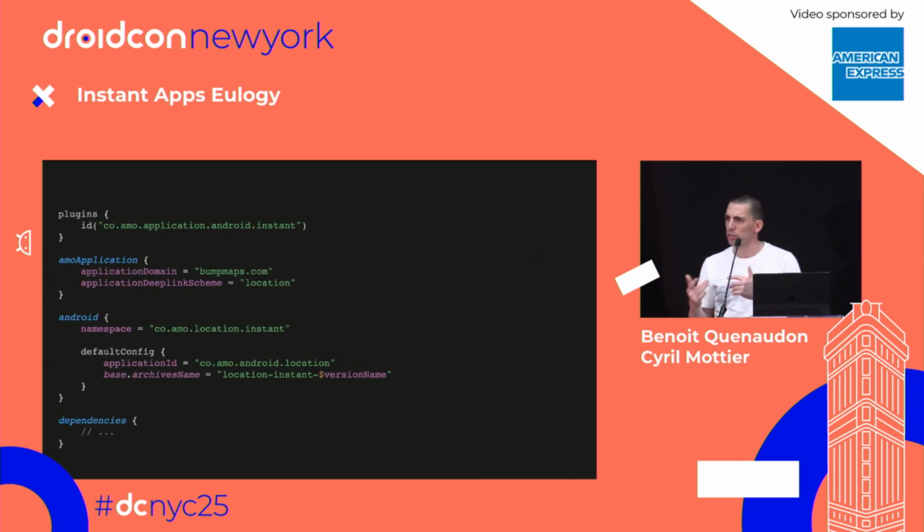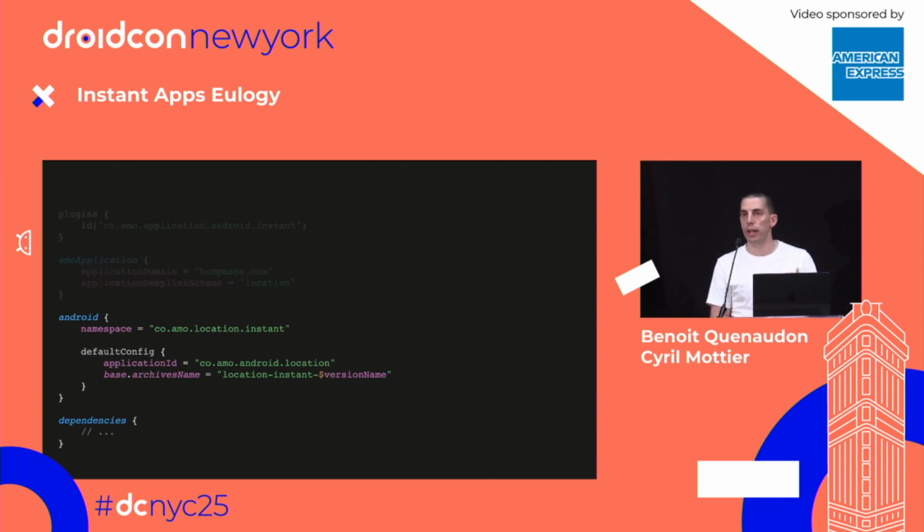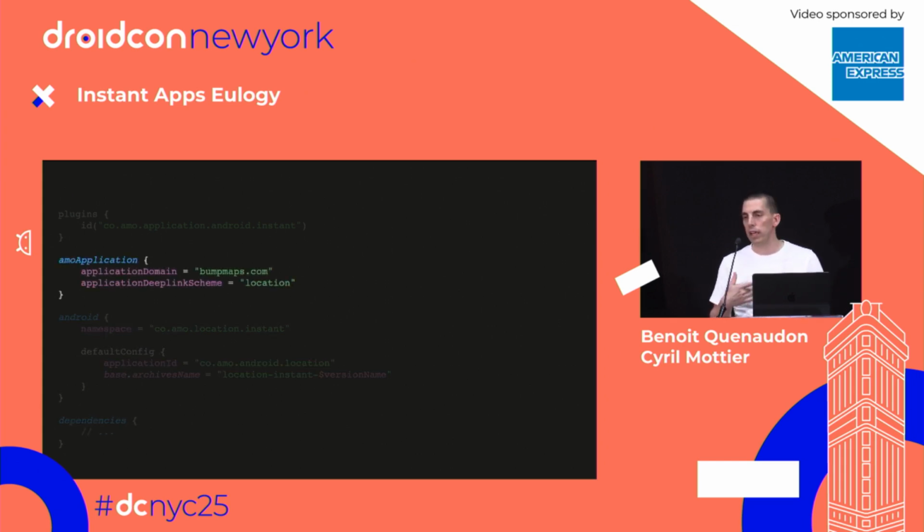An instant app is a bit special. It has to have a version code that is lower than the main app. And so what we did is, because we already had a build logic configuration, we reuse that just by using what you're used to, like having this Android DSL, the dependency DSL. We have even something that is specific to Amo, which is defining the domain for this app, as well as the deep link scheme for this app.